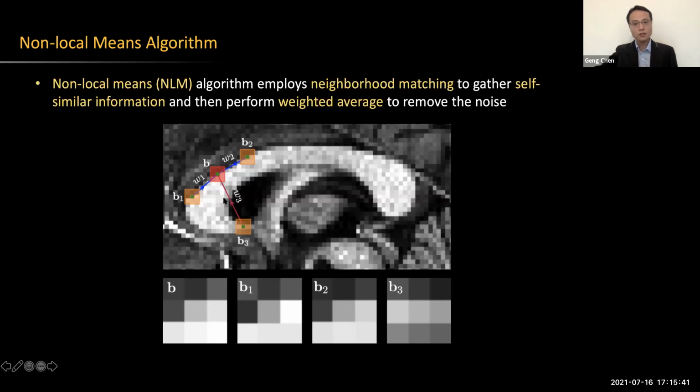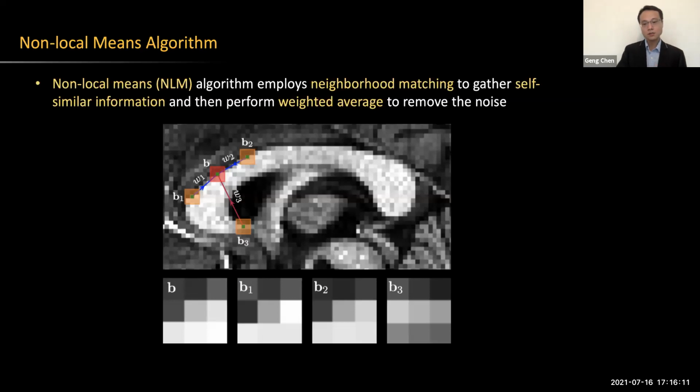So basically, using neighborhood matching, we are able to compute the similarity weight for each block. Then we can use the obtained similarity weights and the corresponding pixel values at the center of each query block, and remove the noise in a weighted average framework.